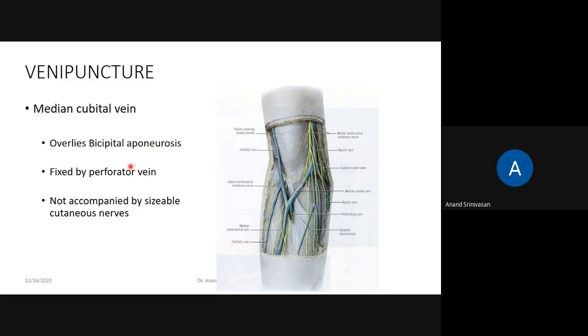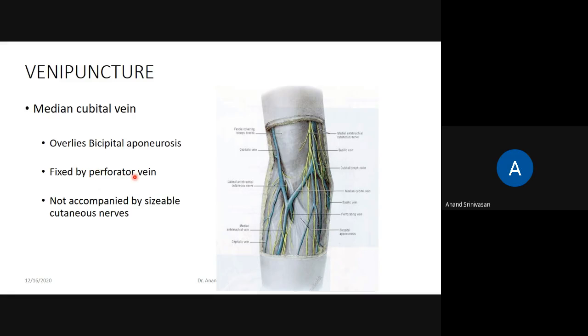Okay, so these are the reasons why the median cubital vein is preferred for withdrawing the blood. Withdrawing the blood is called venipuncture. It is preferred because the vein overlies the bicipital aponeurosis, which forms like a table, over which you can press the needle and easily withdraw the blood.